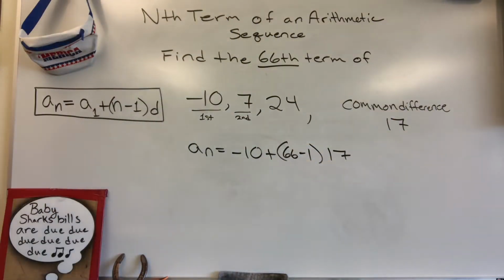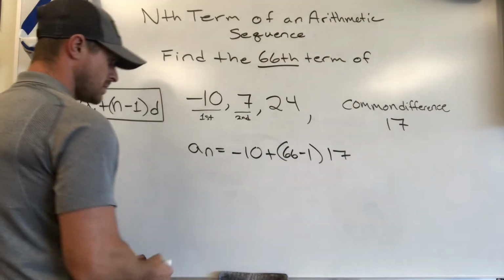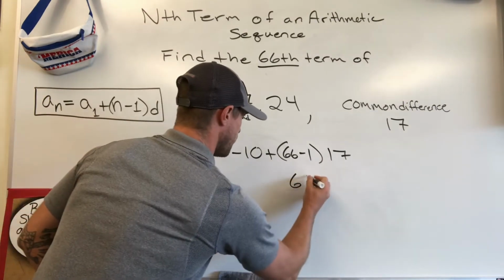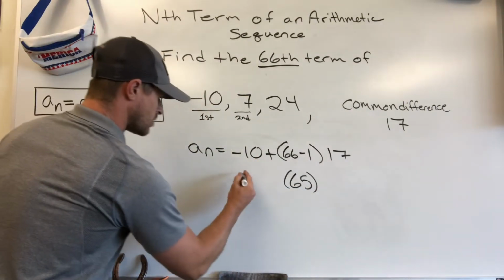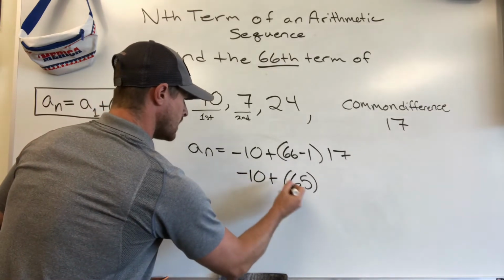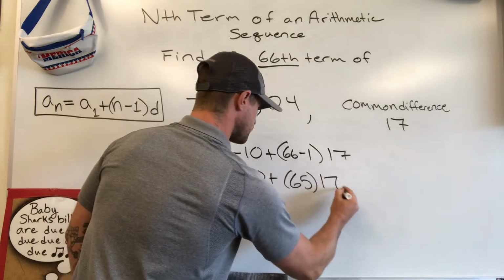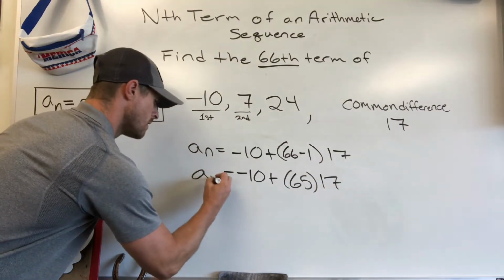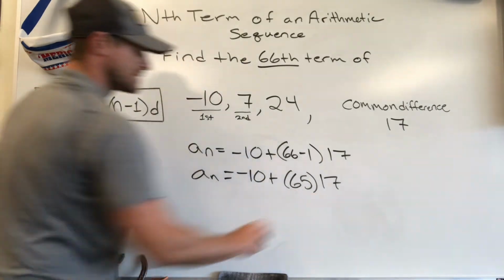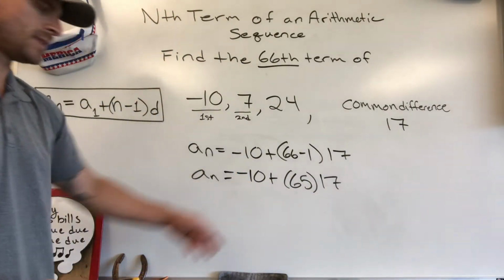So if I'm going to grab a calculator here and work this out, we're going to go parentheses first, 66 minus 1. That part's easy. That's going to give me 65. Negative 10 is just going to get brought straight down. Negative 10 plus 65 times 17. Now PEMDAS tells us we have to multiply 65 times 17. We've got to do our multiplication first, and then we're going to add negative 10 to our result.